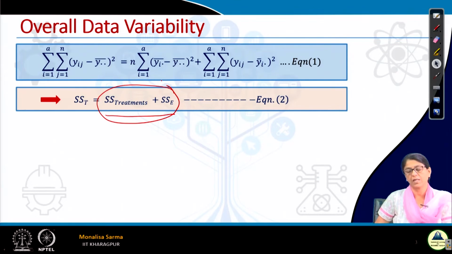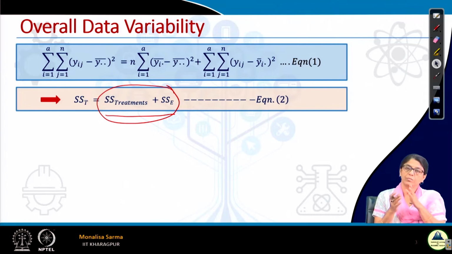One is SS treatment and another is SSE, where SS treatment is the treatment sum of squares basically. That means here we are trying to find out the difference of the treatment average from the grand average. And SSE is due to random errors, where we are trying to find out the difference of the data within a sample from the treatment mean. So that is basically the variance within a treatment. That is SSE, which is due to the random error.